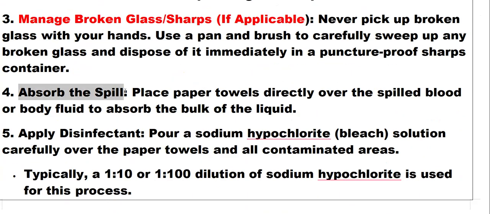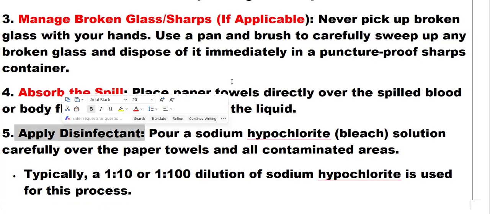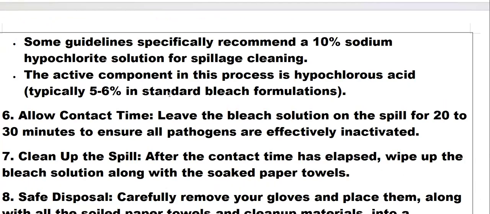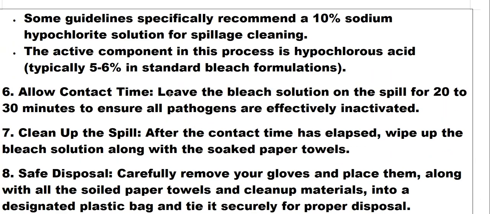Absorb the spill. Place paper towels directly over the spilled blood or body fluid to absorb the bulk of the liquid. Apply disinfectant. Pour a sodium hypochlorite bleach solution carefully over the paper towels and all contaminated areas. Typically, a 1:10 or 1:100 dilution of sodium hypochlorite is used for this process. Some guidelines specifically recommend a 10% sodium hypochlorite solution for spillage cleaning. The active component of this process.